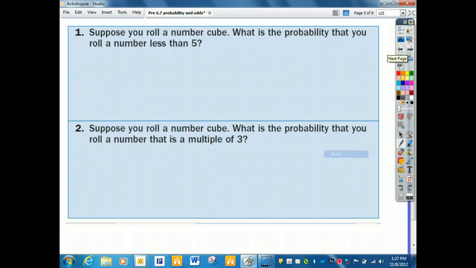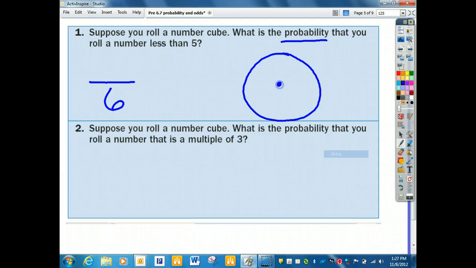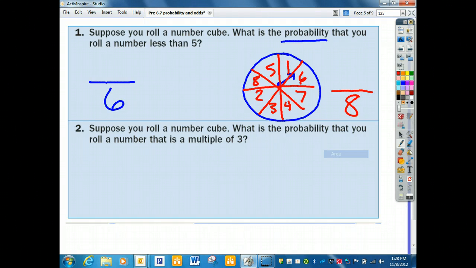Let's practice our probability. Suppose you roll a number cube. What is the probability that you roll a number less than 5? So probability. How many total outcomes are there on a number cube? 6. What if I had a spinner? Because on your worksheet, there's some with a spinner, and it has a little arrow on it. How many outcomes do I have on a spinner like that? 8. So that would be out of 8 on your worksheet if we're doing probabilities.